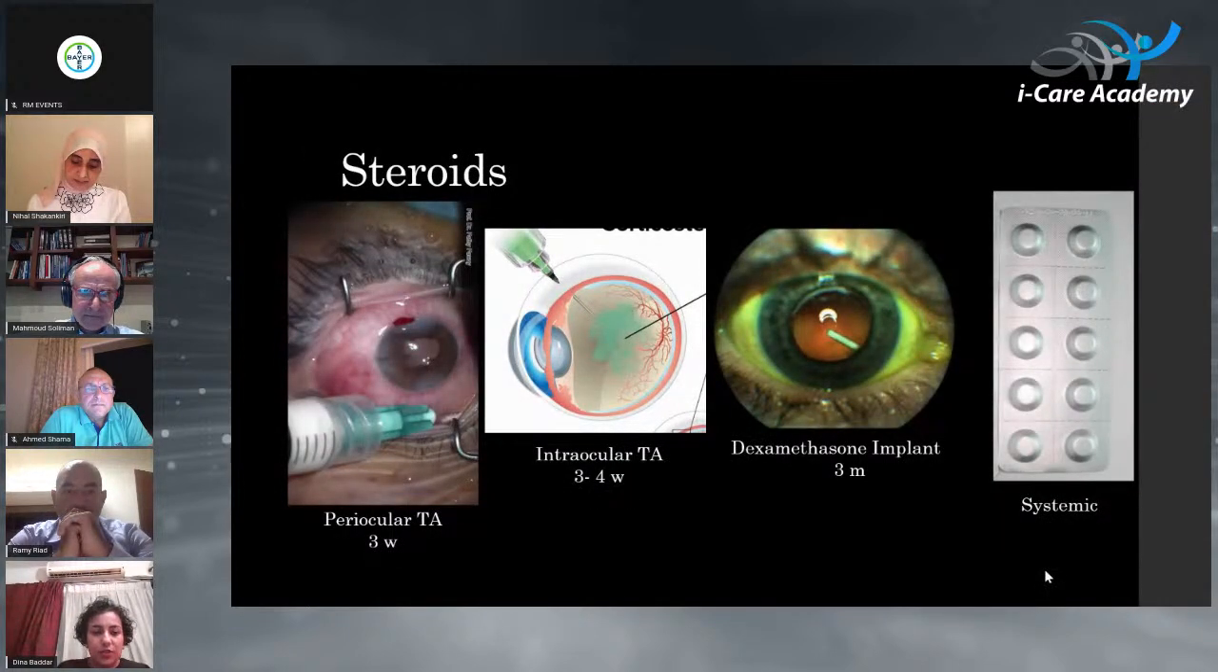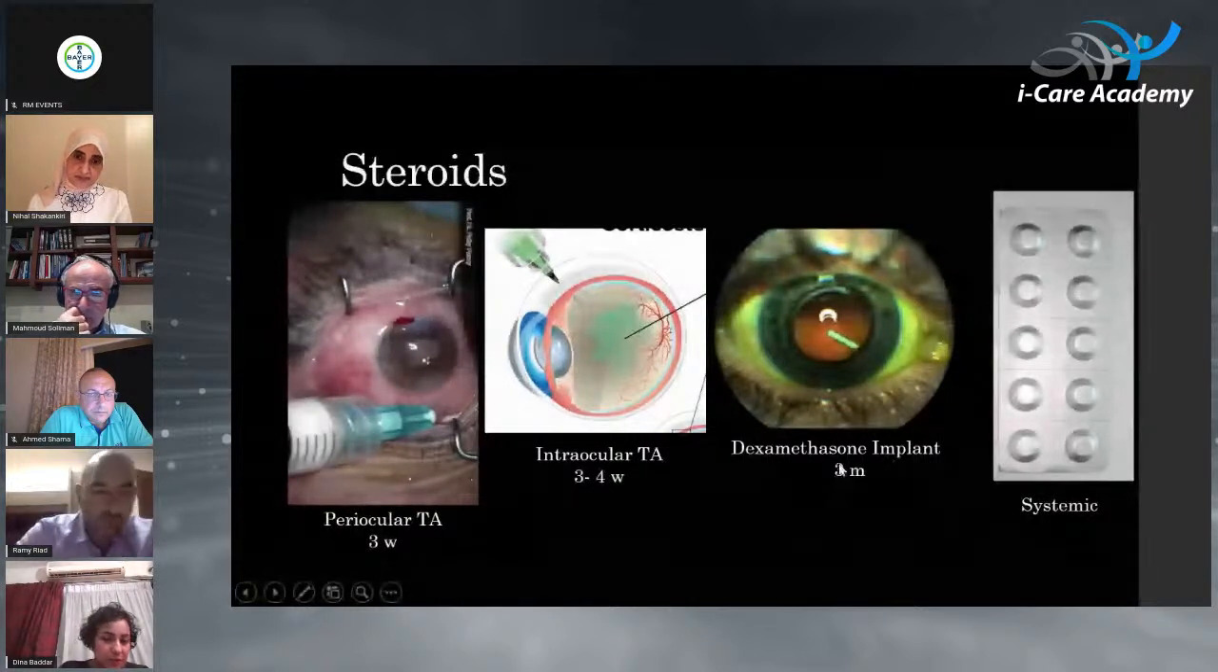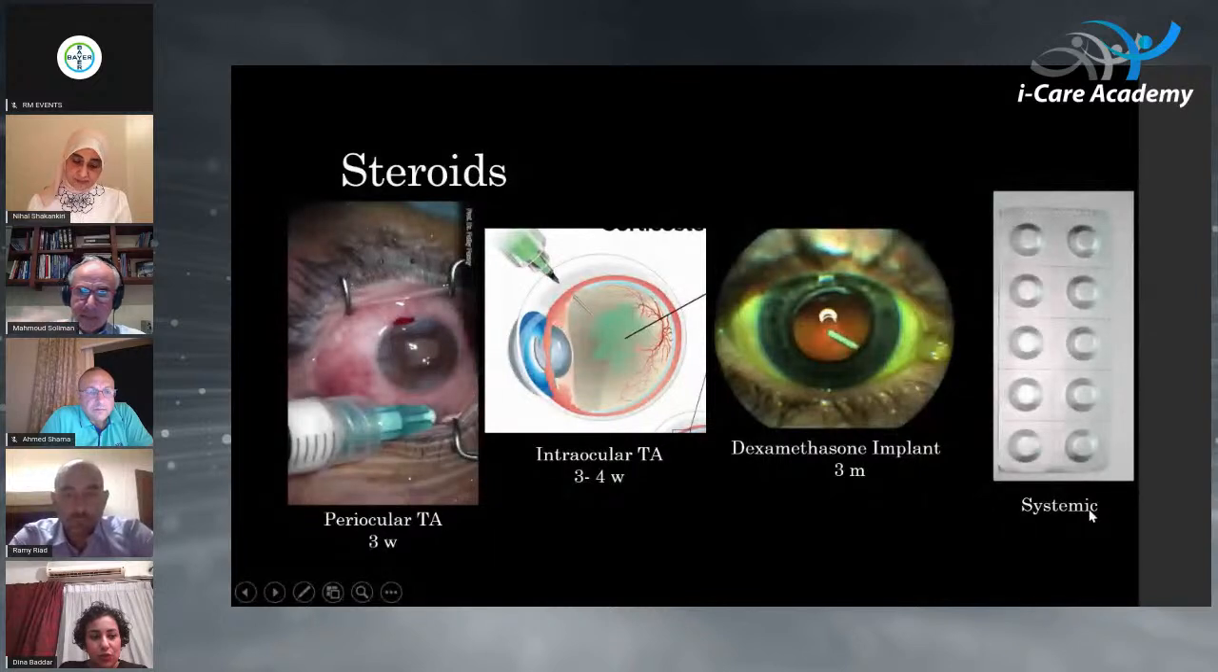Okay. Now steroids. Question to the panelists: do you use periocular triamcinolone at the conclusion of surgery? Do you use intraocular triamcinolone? What is your experience with dexamethasone implant? Or do you do systemic tightening of control? Questions to everybody. Dr. Nihal.